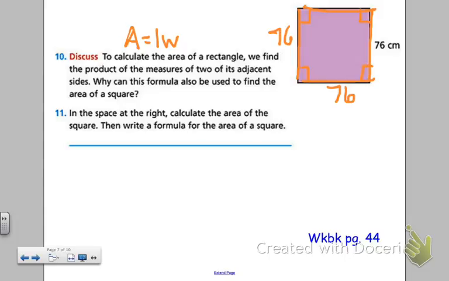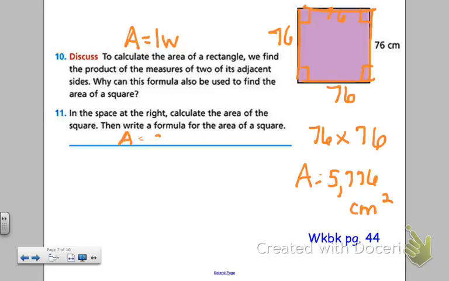Meaning, since every side is 76, your length is 76, and your width is 76, you could do 76 times 76, which would give you an area of 5,776 square centimeters.